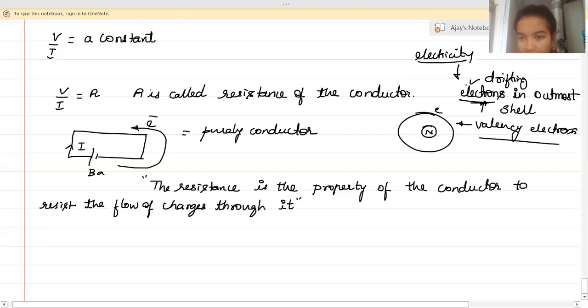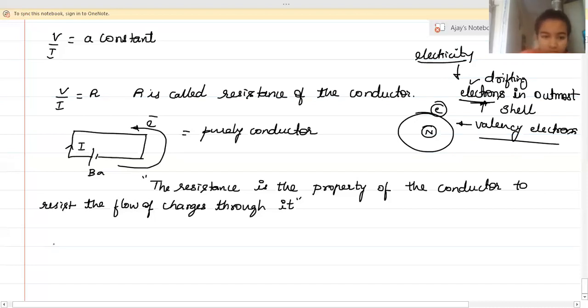Conductors conduct because the electrons in the outermost shell are loosely bound. There is no strong binding force. The nuclear force is the binding force on the electron, and that force is weak. So these electrons start moving, and this movement of electrons is nothing but electric current. That is why conductors conduct electricity, because of the free electrons available in the valence shell. Understood?